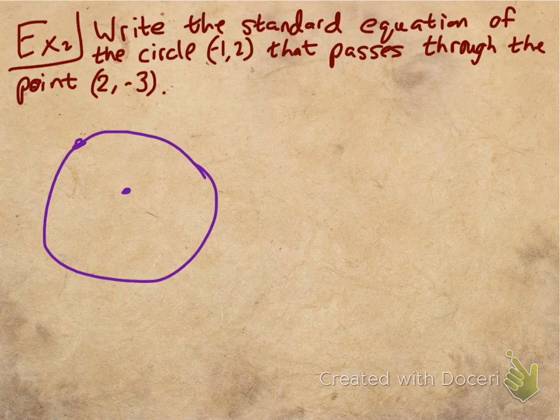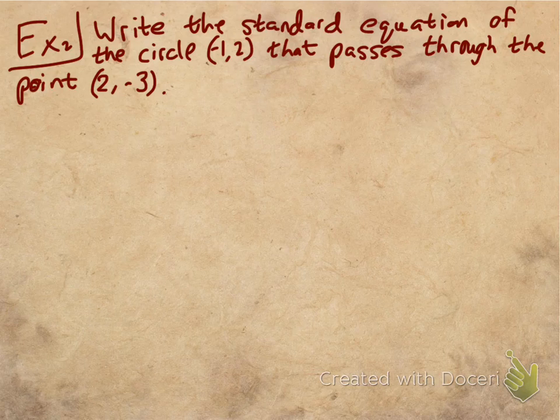Okay, so here's the point. That means it passes through this point. This circle also passes through that point, and that point, and that point. It's passing through all of these points on the outside. Okay, so that's kind of the visual that they want you to get when it says passing through that point. You don't have to graph it to do this problem, though.